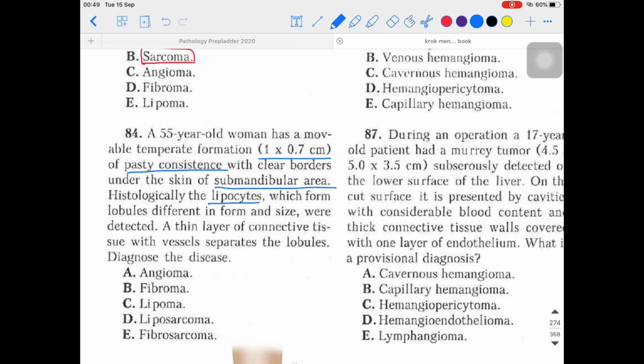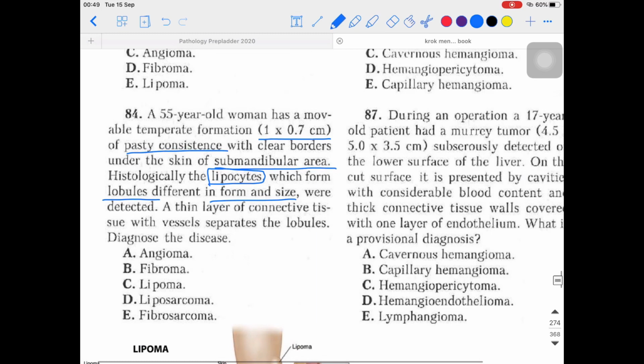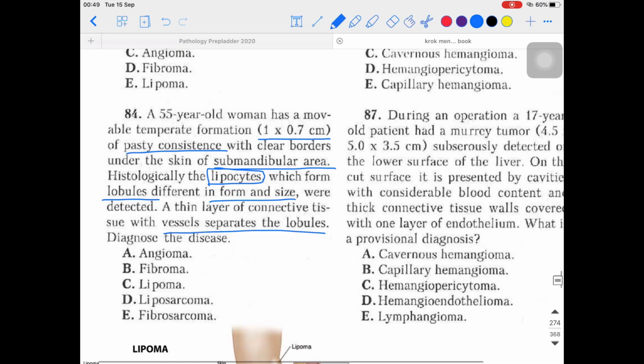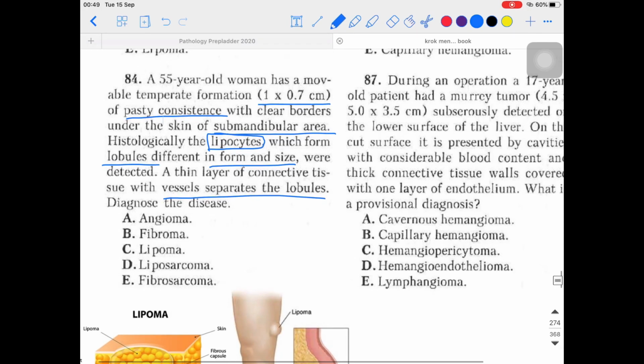Histologically, the lipocytes, which form lobules different in form and size, were detected. A thin layer of connective tissue with vessels separates the lobules. Diagnose the disease over here. As you can clearly see, they are talking about the lipocytes. So diagnose the disease they are talking about.